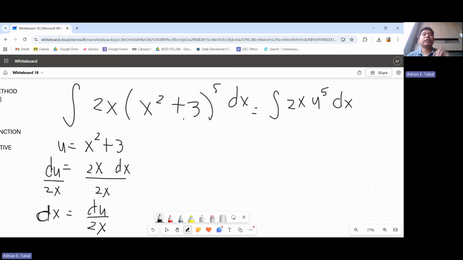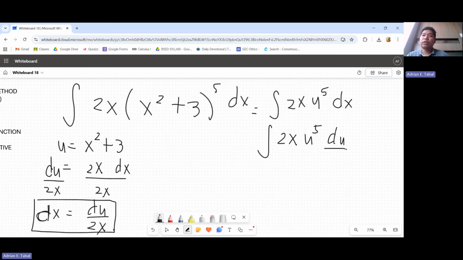Again, after changing this function into u, we have 2x times u raised to 5 dx. And we solved earlier the value of our dx. The value of our dx is du over 2x. So we substitute: the integral of 2x u raised to 5, and our dx is du over 2x. We can cancel out 2x. So the remaining variable will be u to the 5th du.